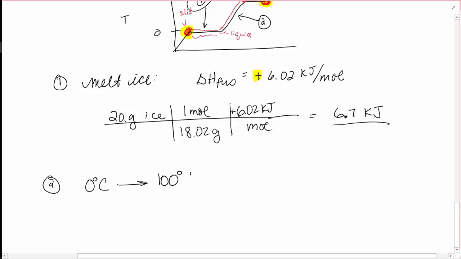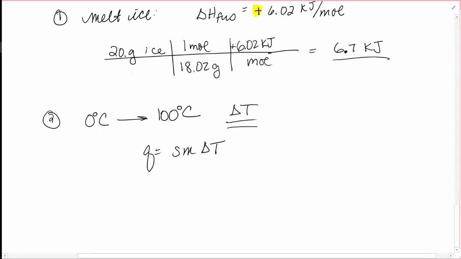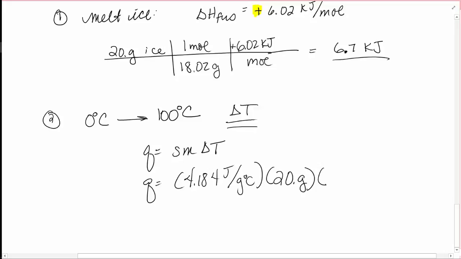Great. Number 2, I have to take that now liquid water from 0 degrees Celsius, and I've got to heat it all the way up to 100 degrees Celsius before it can boil. That is a temperature change. So I'm going to use Q is equal to s m delta T. Q is equal to the specific heat of liquid water, 4.184 joules per gram degrees Celsius, times the mass of the water, 20 grams, times my temperature change.